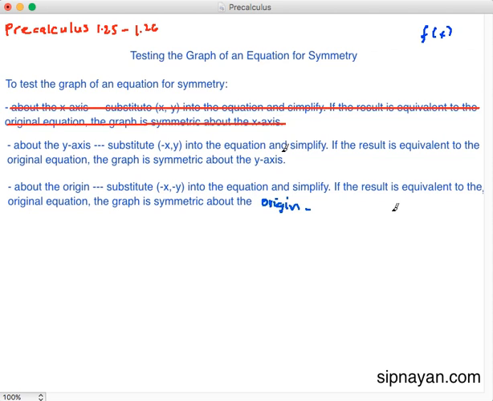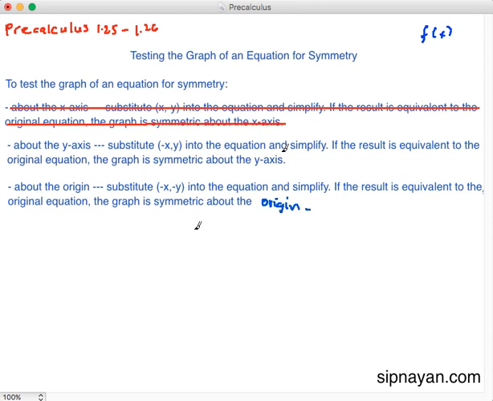Now, sabi sa symmetry about the origin, test the graph of an equation for symmetry. Hindi na equation ngayon, function na kasi function na yung pag-uusapan natin, no? Kaya nga nawala na ito kasi hindi ito kasama sa function. Pinaliwanag ko ito sa 1.42 bakit hindi na ito kailangan, so balikan niyo. Sabi natin, to test the graph of a function for symmetry about the origin, substitute negative x for x, negative y for y into the equation and simplify. If the result is equivalent to the original equation, the graph is symmetric about the origin, no?